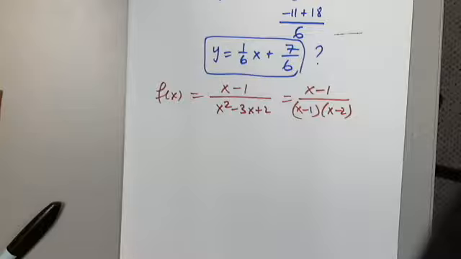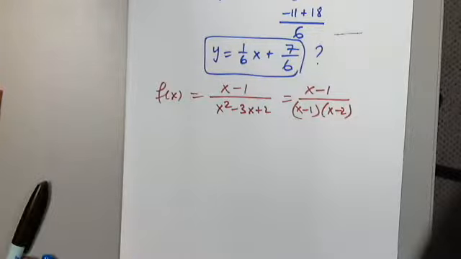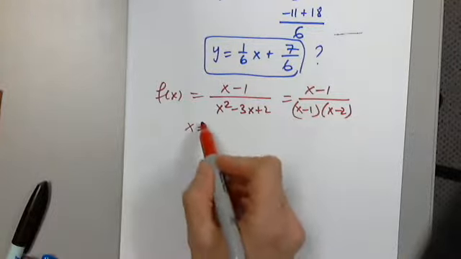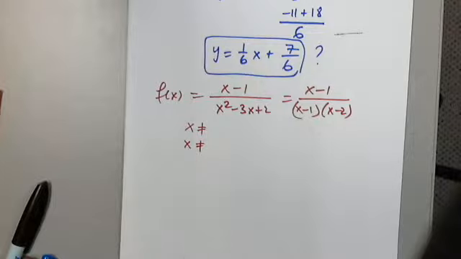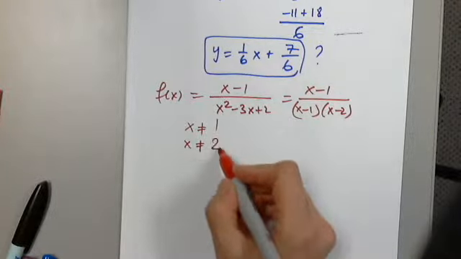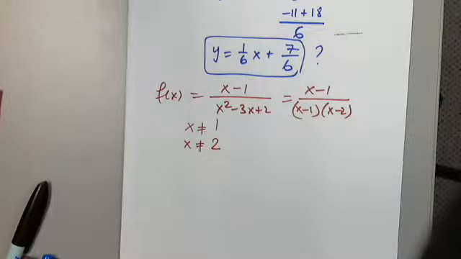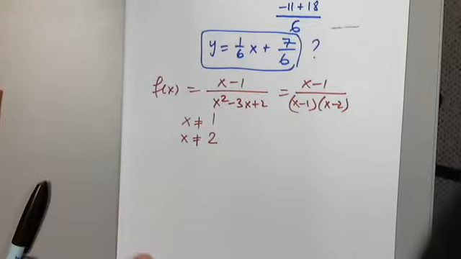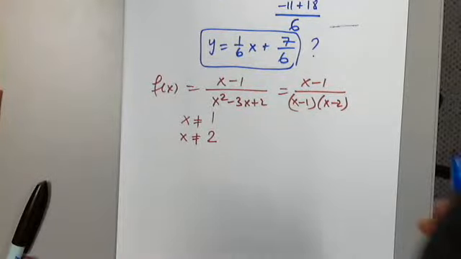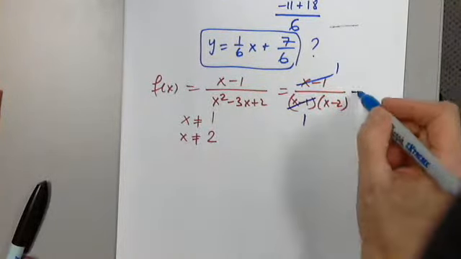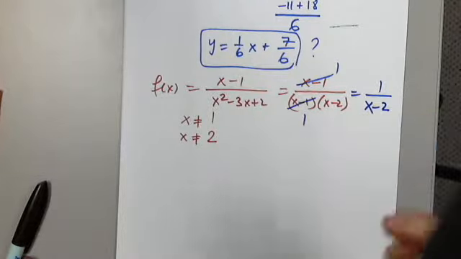Find the holes. Yes, but first I have to write the restrictions. x cannot equal positive 1. x cannot equal positive 2. Excellent, thank you. Only now can I do something. Get rid of x minus 1. I got rid of x minus 1, so this is 1 over x minus 2.